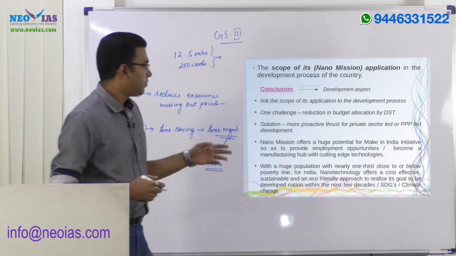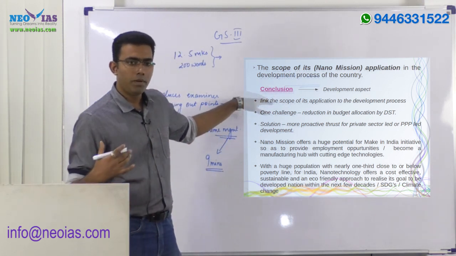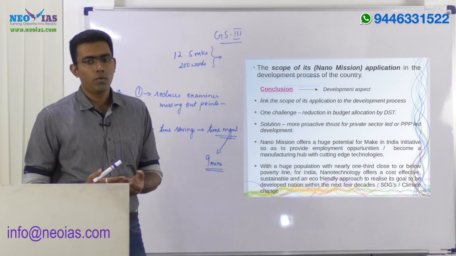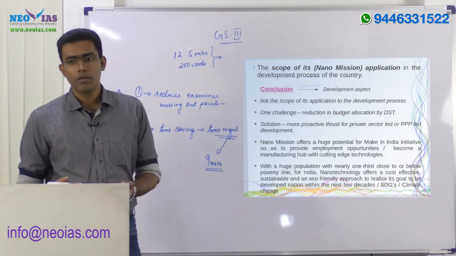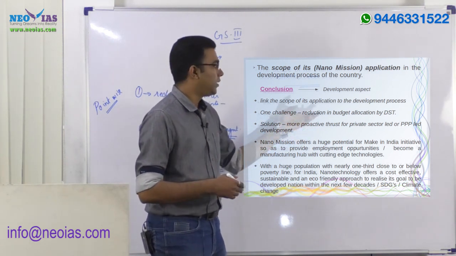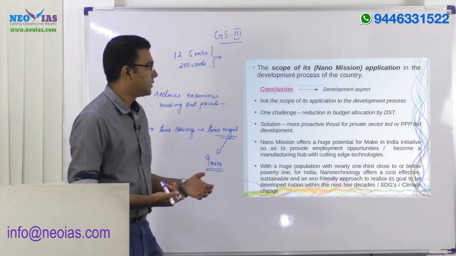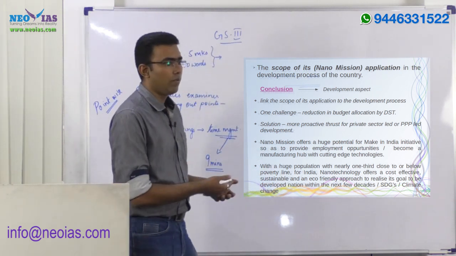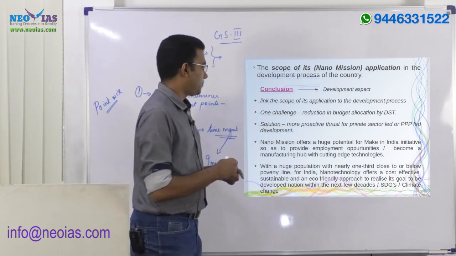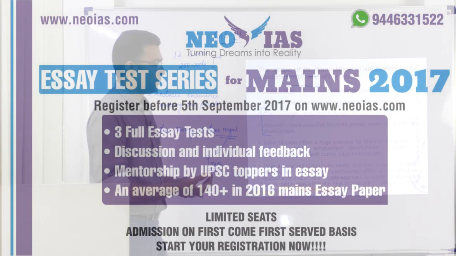Now coming to the conclusion part, you need to link this application, the scope of nano mission, to the development part. So here what you can do is that if you want, you may give one challenge that the nano mission is right now facing, but again that is not that much important. Here what I chose is one challenge, as I discussed earlier, the reduction in the budget allocation by DST. So a solution would be more proactive thrust for private sector led or PPP led development. So this may be one of the challenges, and along with that the solution must also be given together. This is not that much important, but if you can, then it depends upon the word limits.